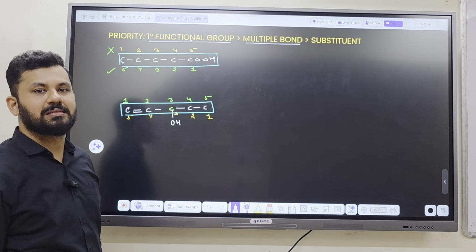Let's have one more example. This one. The PCC is simple, like this. Once I have selected the PCC, again I could go from left to right, in which case I'll start numbering like this. 1.